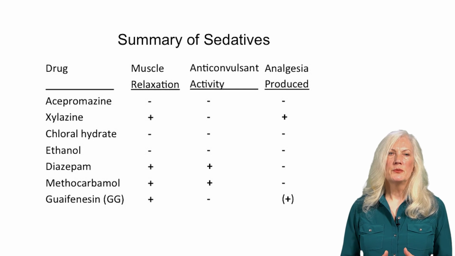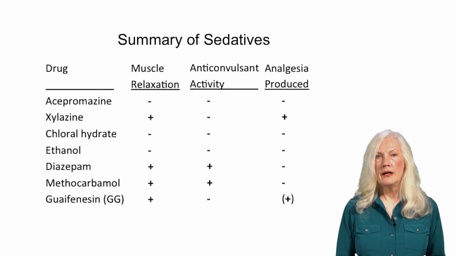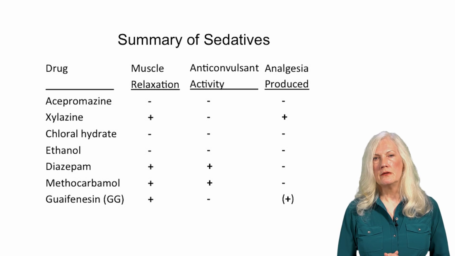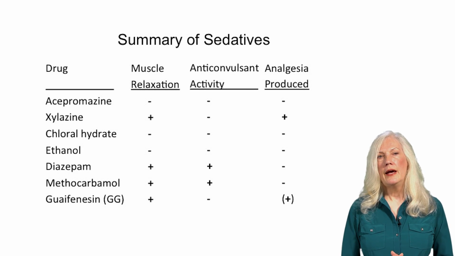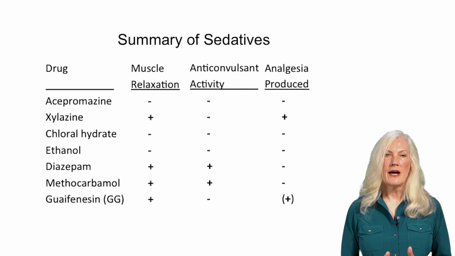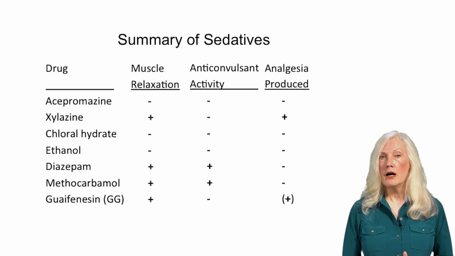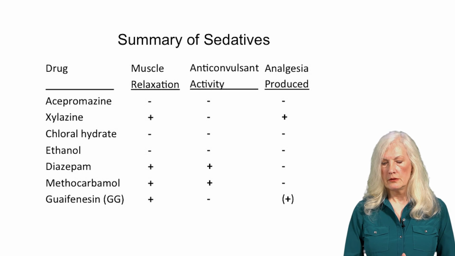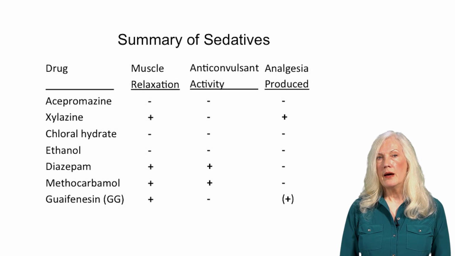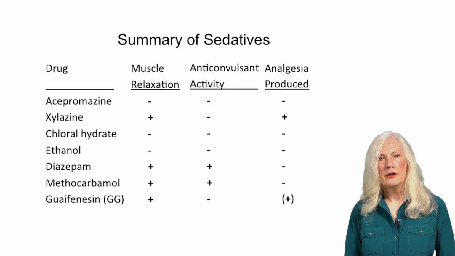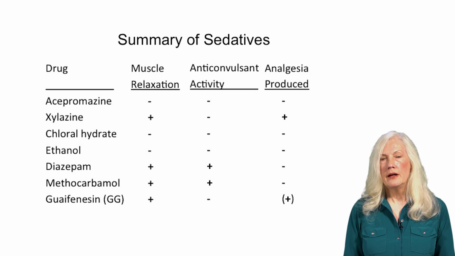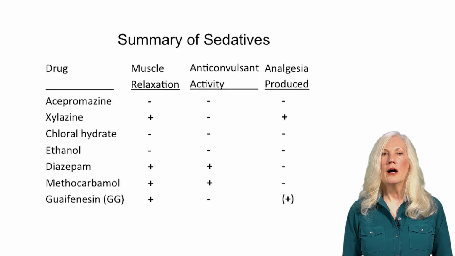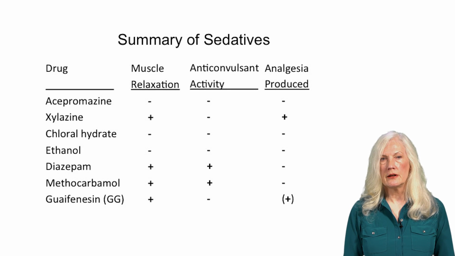The constellation of effects produced by alcohols like chloral hydrate and ethanol can be compared to other sedative drugs like acepromazine, xylazine, diazepam, methocarbamol, and guaifenesin. Only xylazine, diazepam, methocarbamol, and glycerol guaiacolate have muscle relaxant properties. But only diazepam and methocarbamol are used widely for their anticonvulsant activities. And only xylazine and perhaps glycerol guaiacolate are antinociceptive, that is, analgesic.